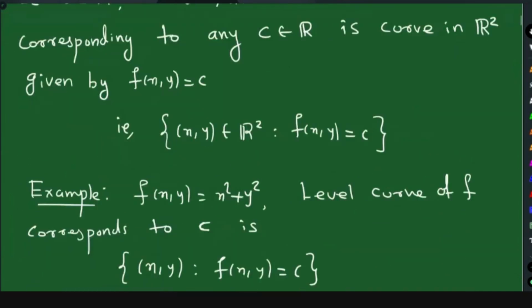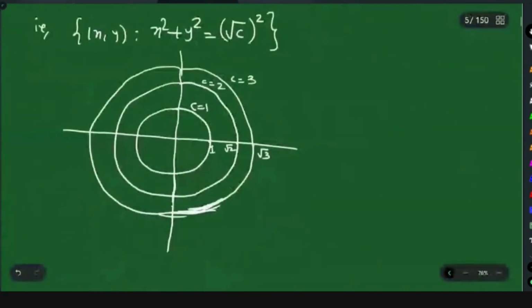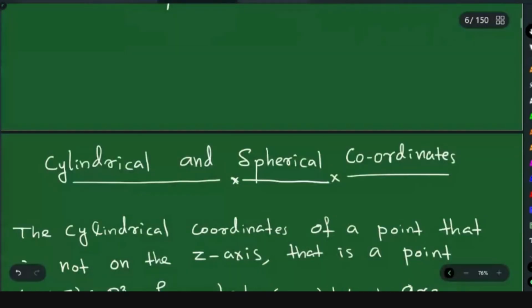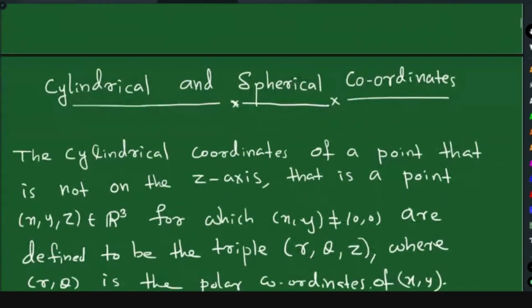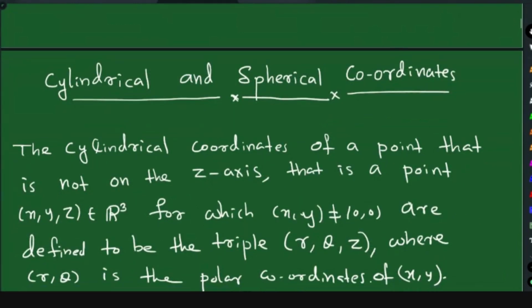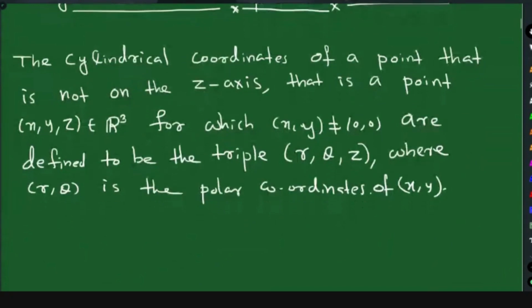Let me come to some more concepts which I am going to use regularly. That is the cylindrical and spherical coordinates. I may just give you a brief idea about the cylindrical coordinate. Cylindrical coordinates are used to represent the points in R3, which in x, y, z are the Cartesian or rectangular coordinates.